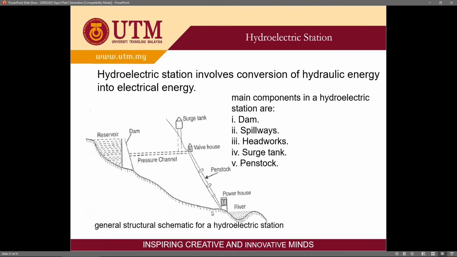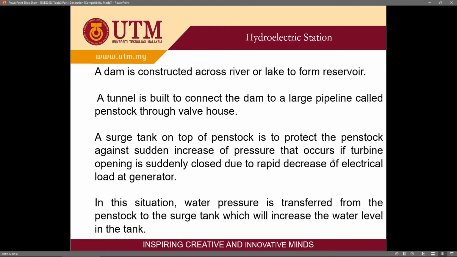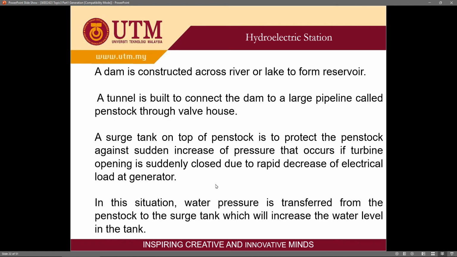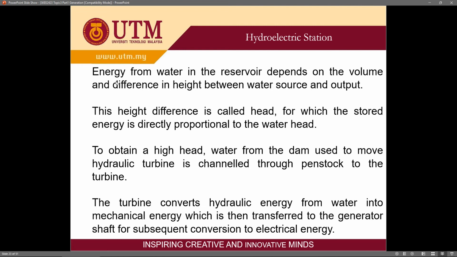If the load changes, remember if your load is reduced, the pressure of the turbine opening will be reduced. As a result, you need to have a surge tank. The water will come back up at the surge tank. In this situation, water pressure is transferred from the penstock to the surge tank, which will increase the water level in the tank. The energy from the water in the reservoir depends on the volume and the height difference between the water source and the output.